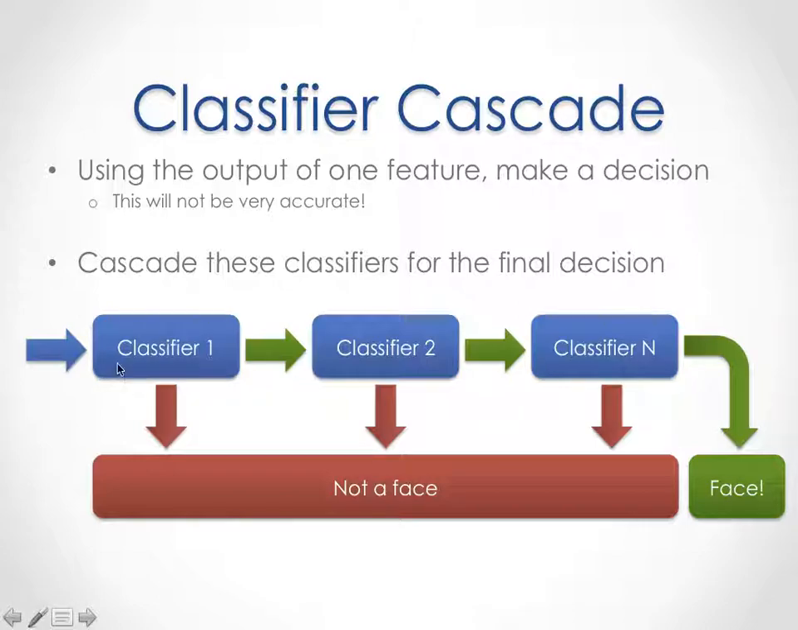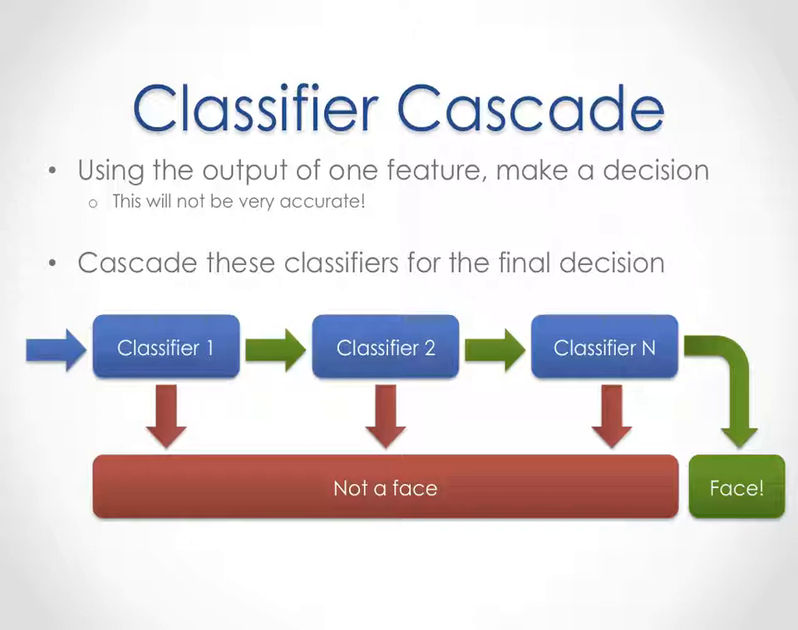And so if this first classifier says it's not a face, then we just immediately say this whole image is not a face. If classifier 1 says it is a face, then we go to classifier 2, which then has a chance to say is a face or is not a face, and so on and so forth, all the way to classifier N, where if that one finally says yes to face, then we're golden.